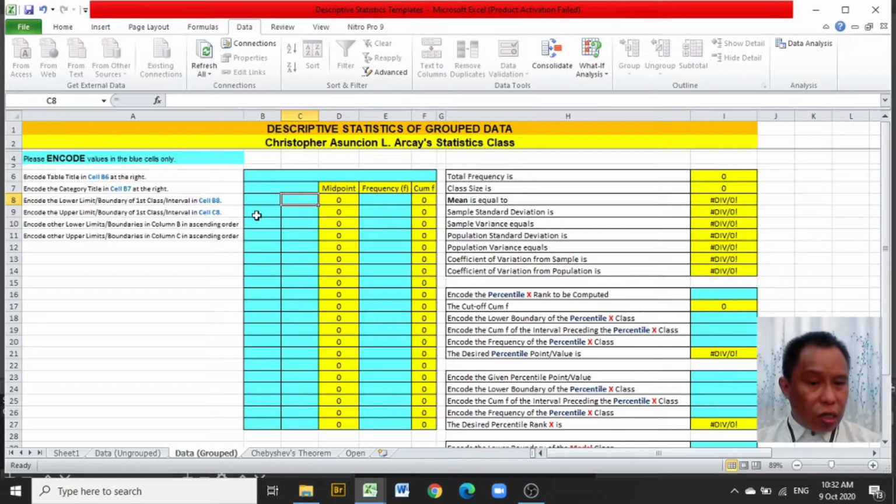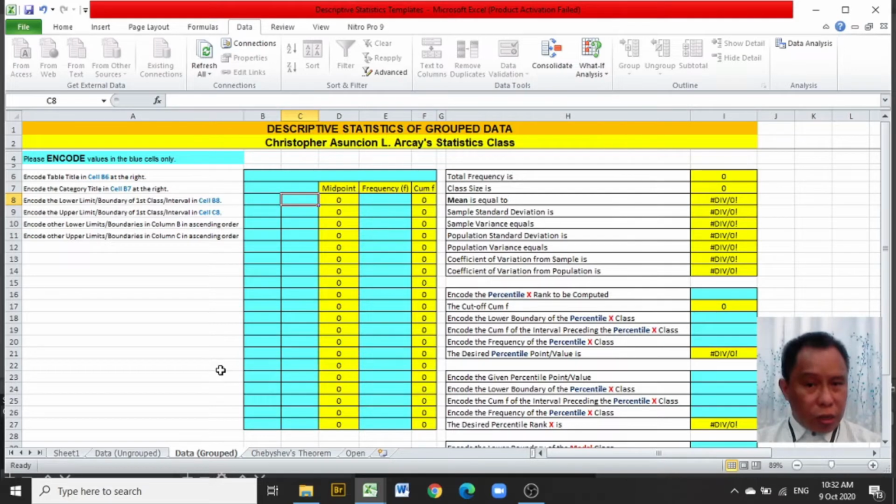The rest of the lower limits will be encoded in column B following the lower limit or lower boundary of the first class, and the other upper limits will be encoded below the upper limit or upper boundary of the first class or interval. Then the frequencies will be encoded in column E.